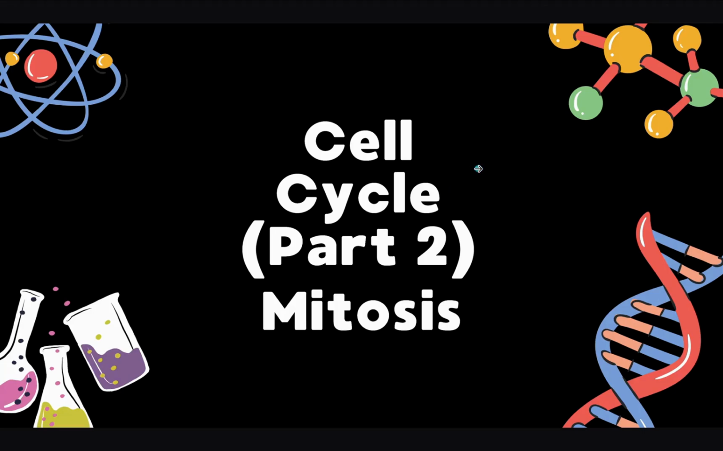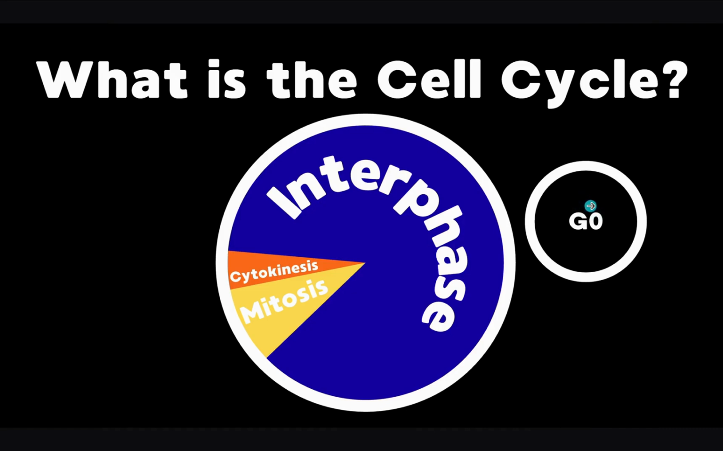Alright, welcome everyone. Now we're going over part 2 of the cell cycle, which is mitosis. As a review, the cell cycle starts with the interphase, growth phase, then moves on to mitosis and cytokinesis, and also has a G0 rest phase.